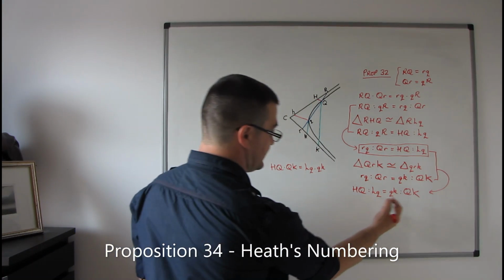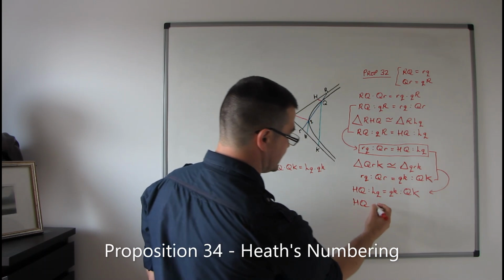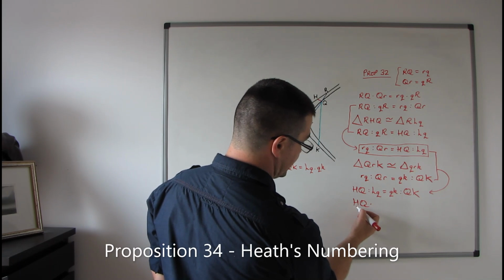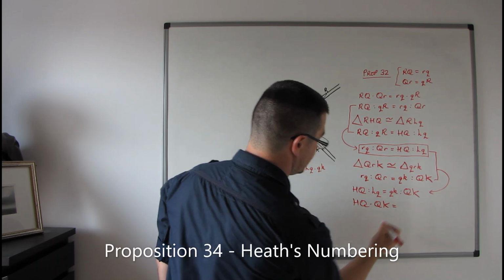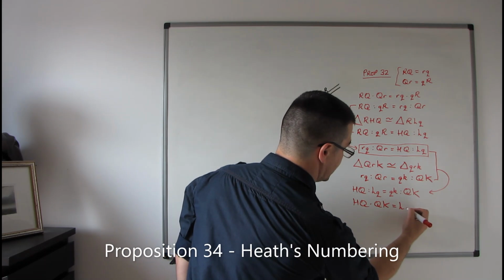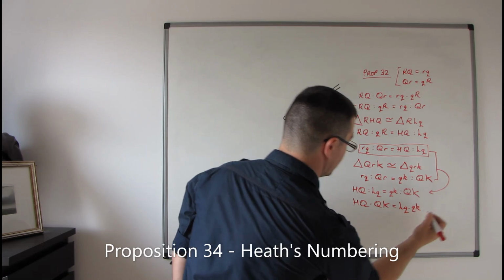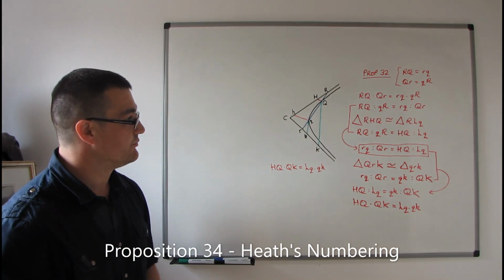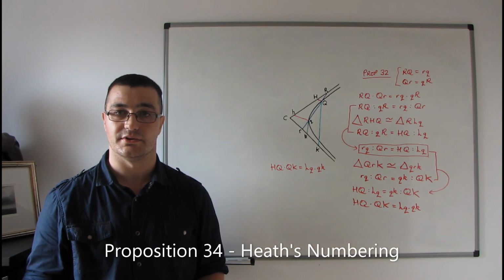And then the next step is obvious, it's just a simple rearrangement. The rectangle contained by uppercase HQ and uppercase QK is equal to the rectangle contained by lowercase HQ and QK, which is exactly the result that we wanted. And that finishes the proof of proposition 34.